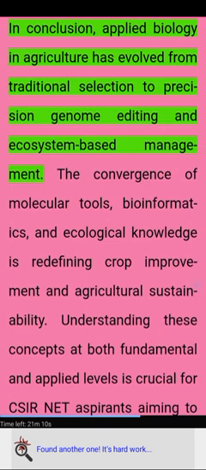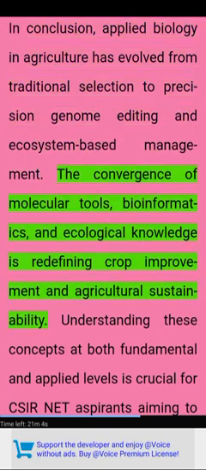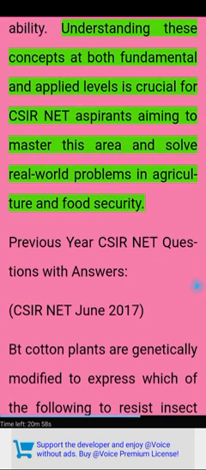In conclusion, applied biology in agriculture has evolved from traditional selection to precision genome editing and ecosystem-based management. The convergence of molecular tools, bioinformatics, and ecological knowledge is redefining crop improvement and agricultural sustainability. Understanding these concepts at both fundamental and applied levels is crucial for CSIR-NET aspirants aiming to master this area and solve real-world problems in agriculture and food security.